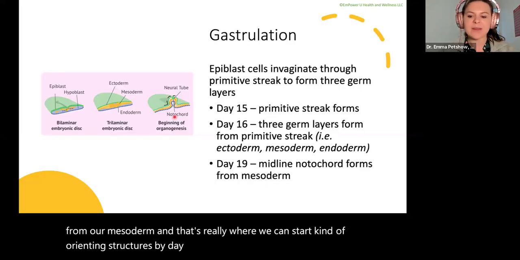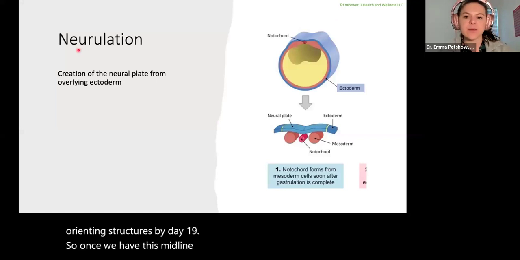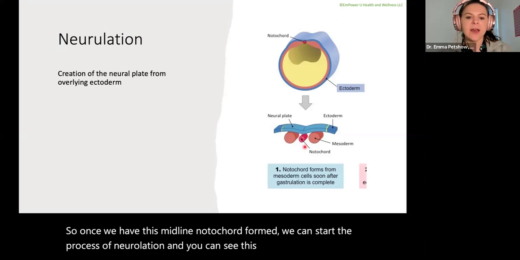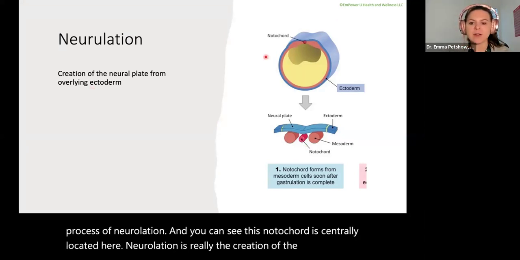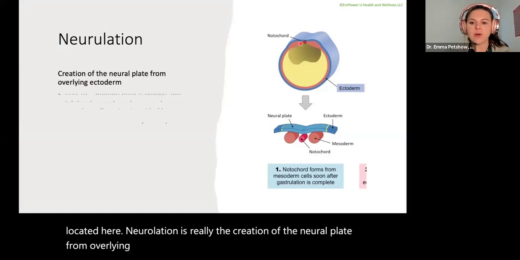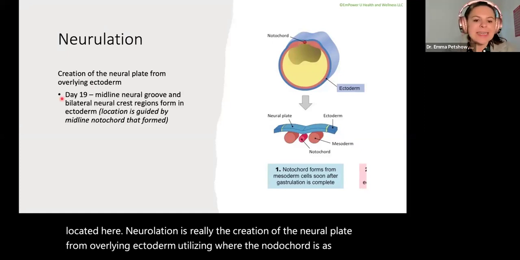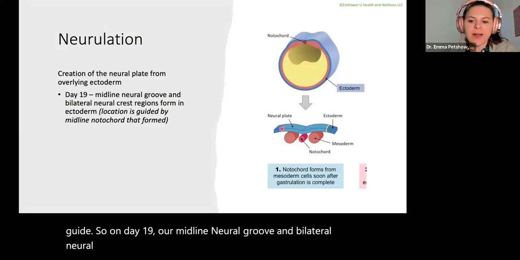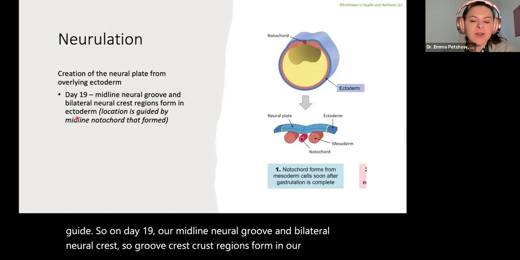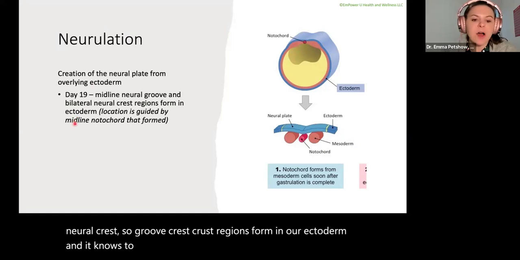So once we have this midline notochord formed, we can start the process of neurulation. And you can see this notochord is centrally located here. Neurulation is really the creation of the neural plate from overlying ectoderm, utilizing where the notochord is as the guide. So on day 19, our midline neural groove and bilateral neural crest regions form in our ectoderm. And it knows to form there because it follows along wherever the midline notochord is.